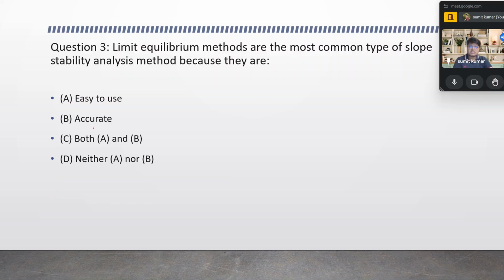The next question said that limit equilibrium methods are the most common type of slope stability analysis method because they are easy to use and accurate. So they are easy to use and accurate as well. So option C is going to be our correct answer.